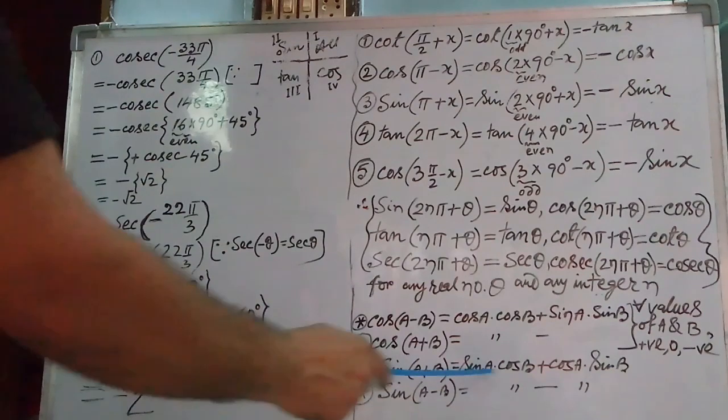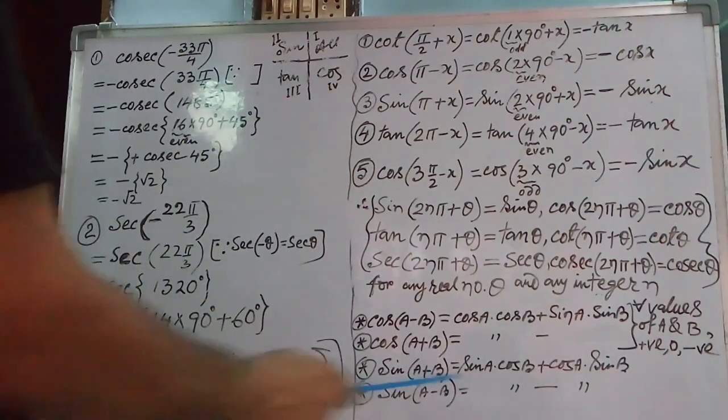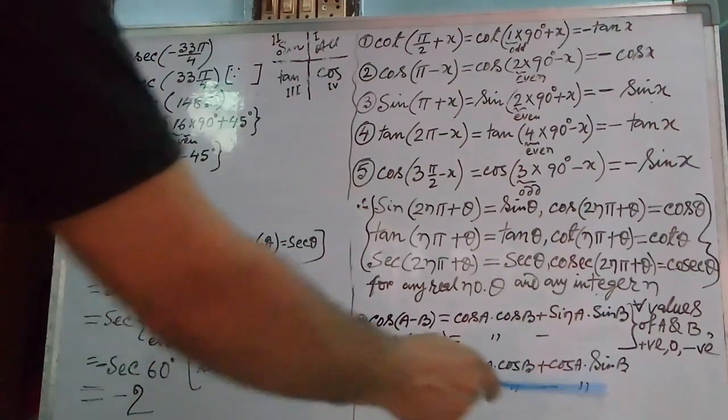Sin of A plus B is equal to sin A cos B plus cos A sin B. In the case of sin, plus stays plus, and sin of A minus B, here it will be minus. It is sin A cos B minus cos A sin B.